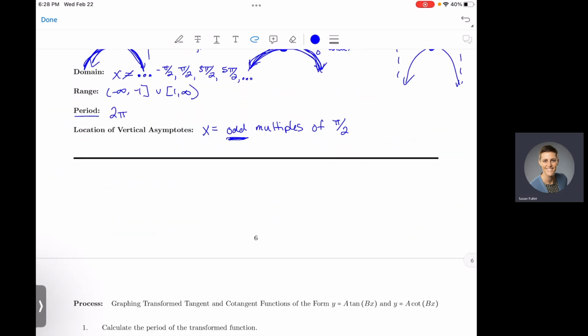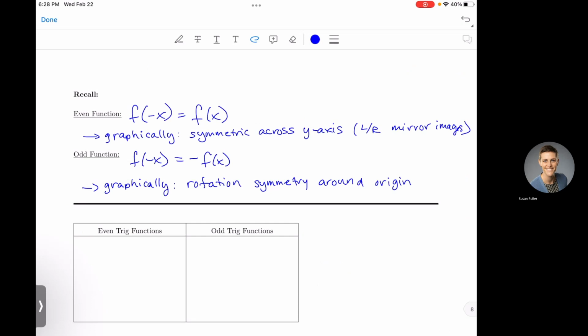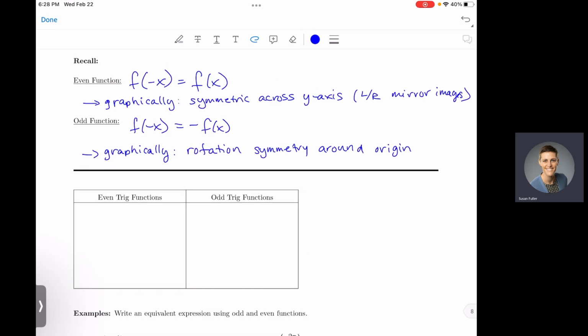Okay, so let's summarize this. My even trig functions, those were cosine and secant. Just those two. The rest of them were odd. So that means that the sine function, the tangent function, the cosecant function, and the cotangent function, these were all odd.